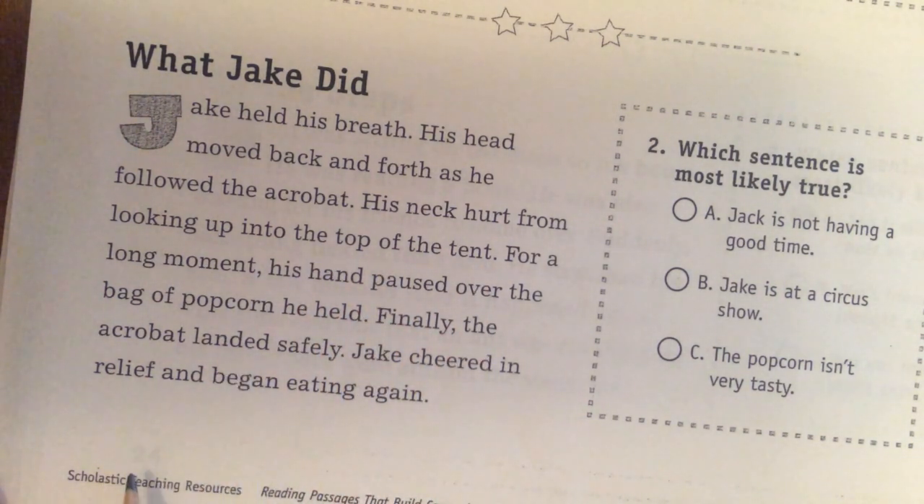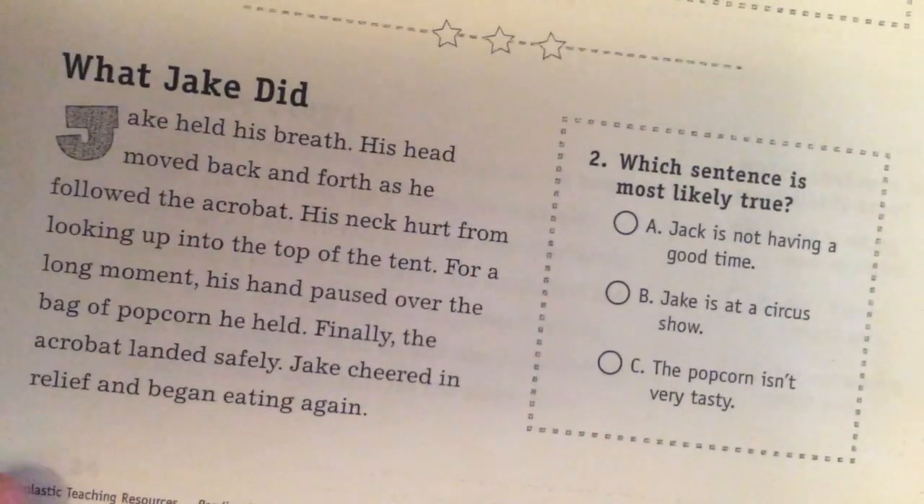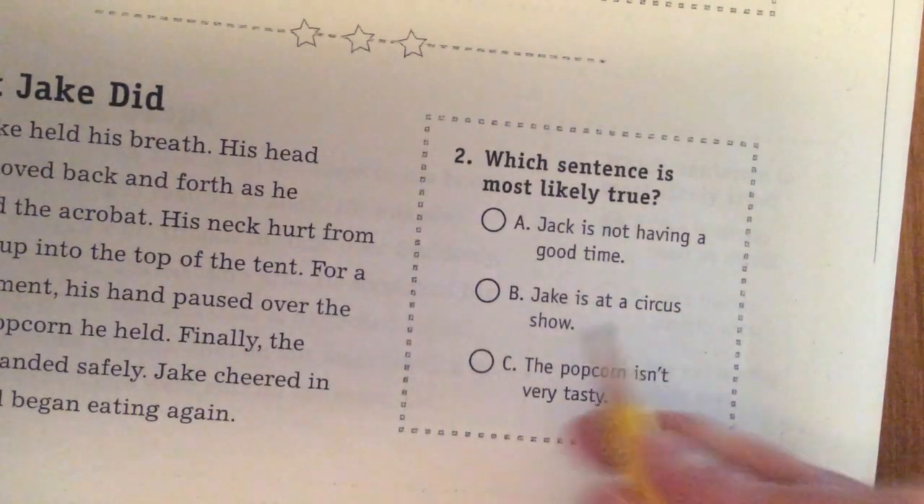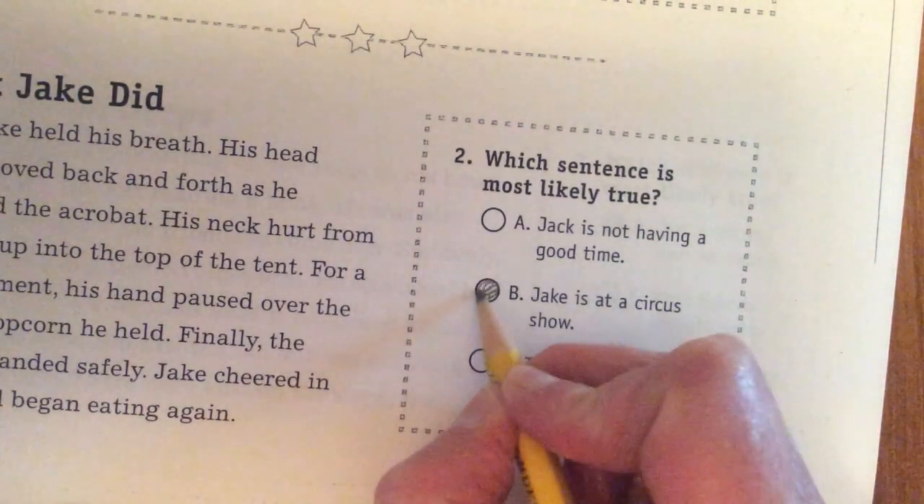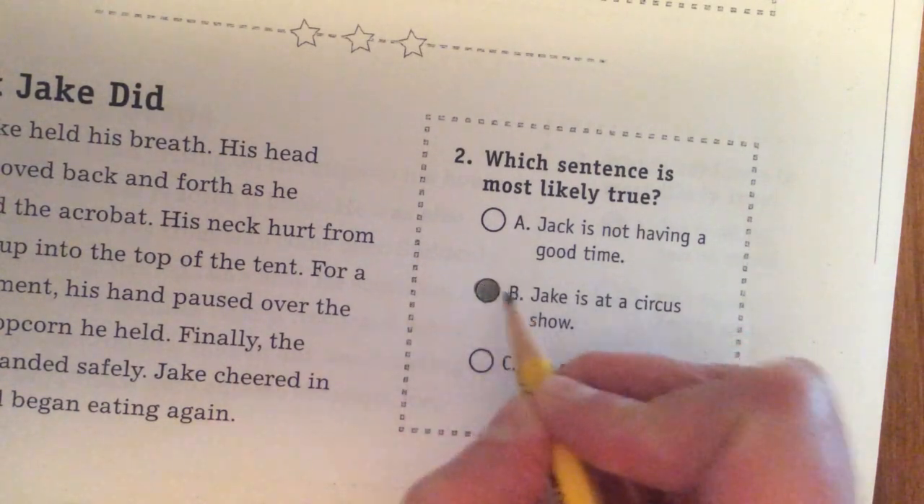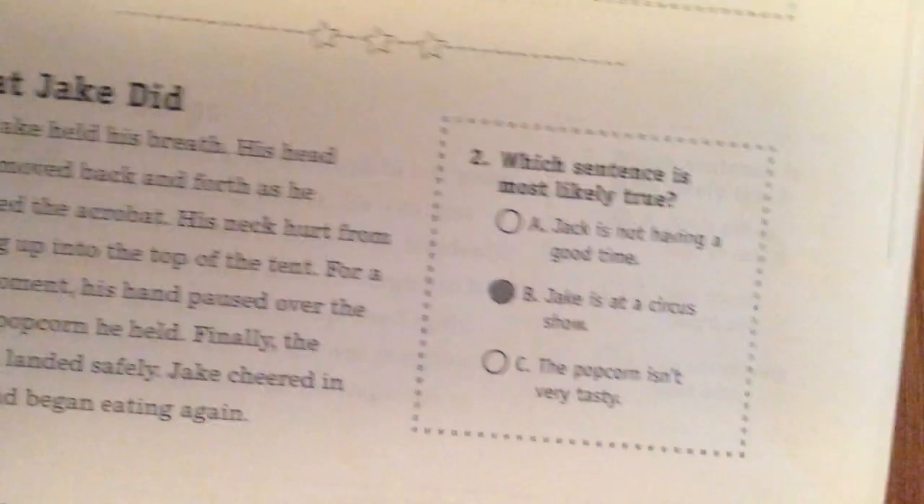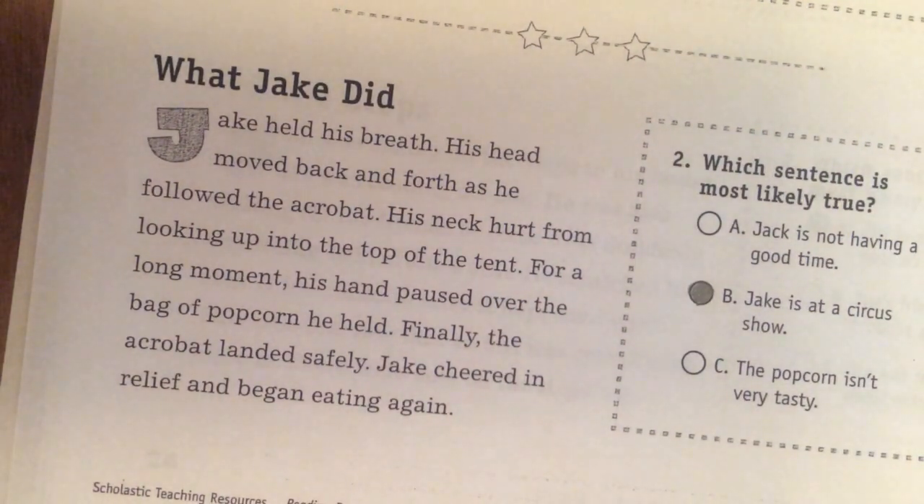Bag of popcorn and the acrobat landing safely. So all of those are clues. So you can infer that Jake is at a circus show. And so that's the right answer, letter B. It didn't tell you that he was at a circus show. It just gave you different clues that you could look at to make an inference.